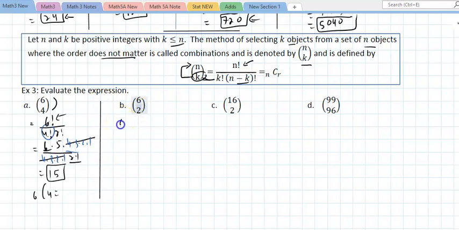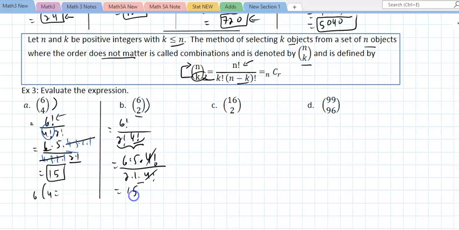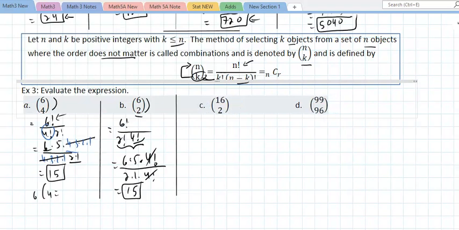This is 6 factorial over 2 factorial. And again, you subtract those, or you say those must add up to 6, so I'm missing a 4 factorial. 6 times 5, since I see a 4 factorial, once I get to 4, I stop. This is 2 times 1, 4 factorial, those cancel out. This is 15 again. A coincidence? Well, we're not really looking at this from a statistics point of view, so I'm not going to elaborate on that as much.